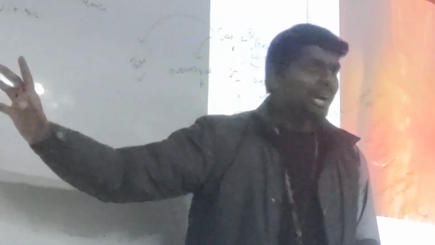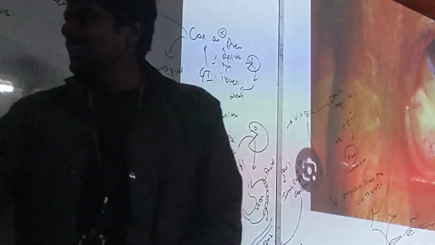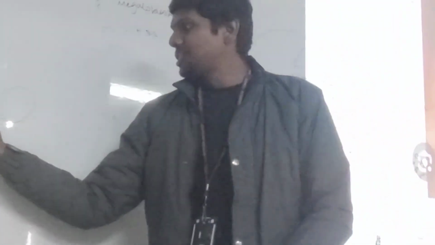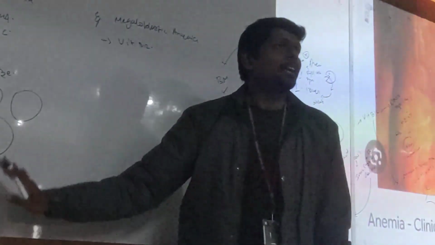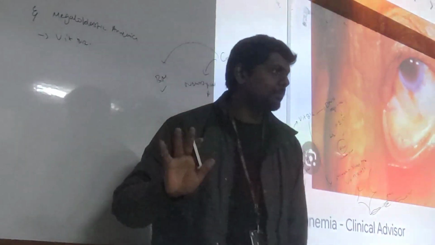Even though I am giving vitamin B12 to the patient, he is unable to absorb it. There is an issue with absorption in pernicious anemia. Got it? So now you understood, right? When we give B12 supplementation and the problem still persists, that is an indicator of pernicious anemia.